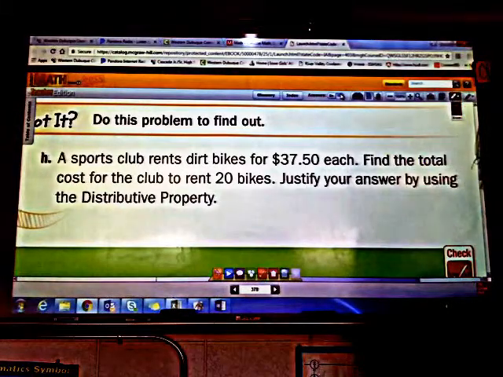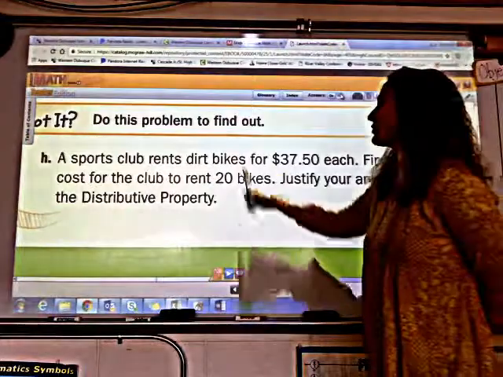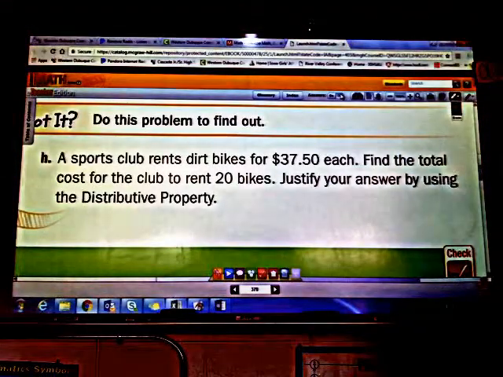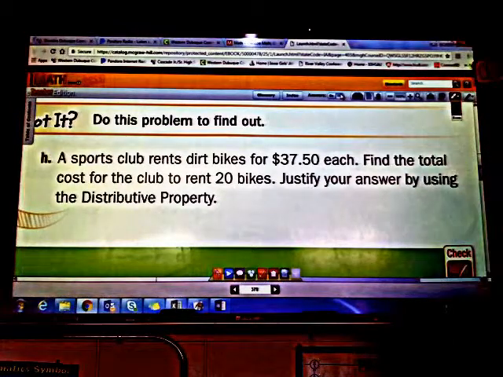As we take a look at letter H, using the distributive property and solving it mentally, we know we have a sports club renting dirt bikes for $37.50 each, where our job is to find the total cost of our bikes if we are buying 20 of them.